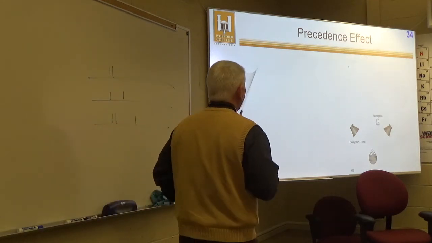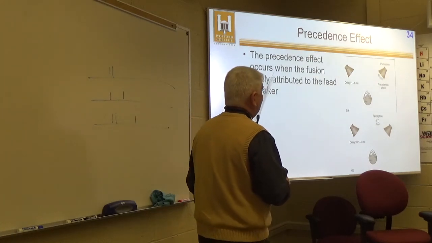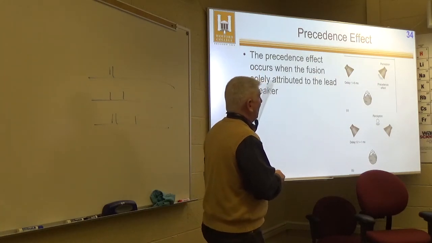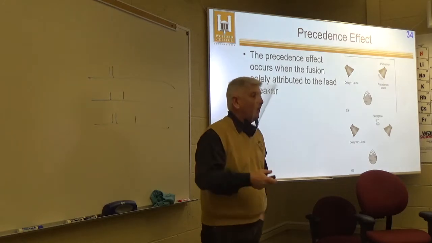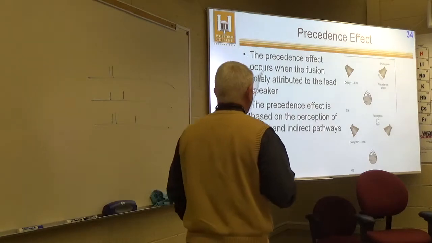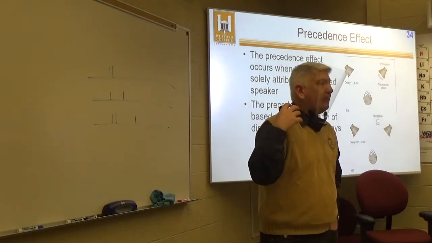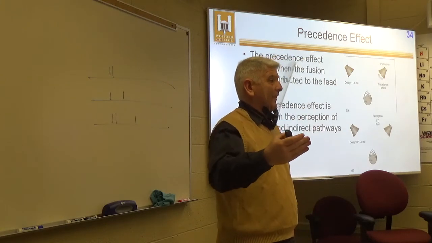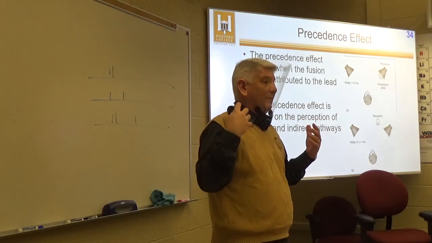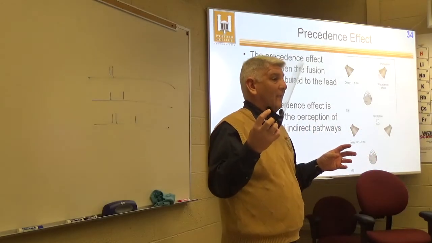And when that happens, we get fusion, where between like 1 to 5 milliseconds, we're suppressing that indirect sound, and we only hear sound from the primary pathway. If we're longer than 5 milliseconds, then it exceeds our brain's ability to suppress that, and we hear the echo. We detect two sounds.